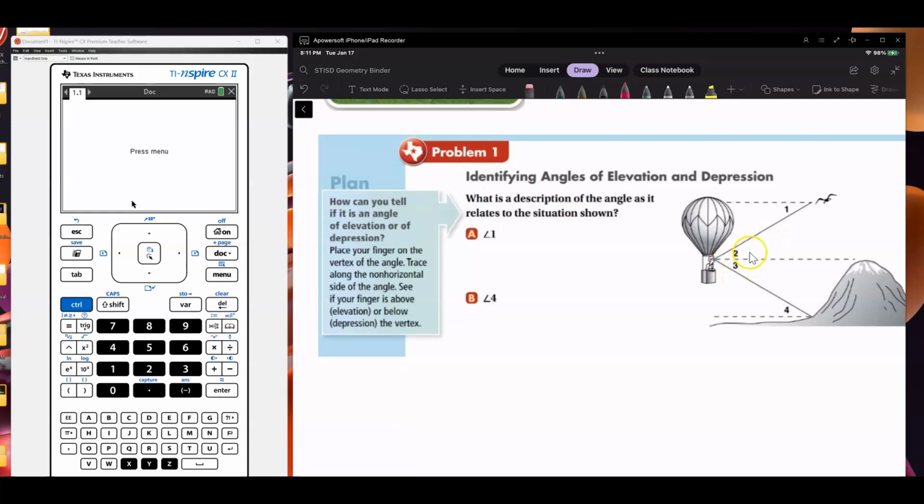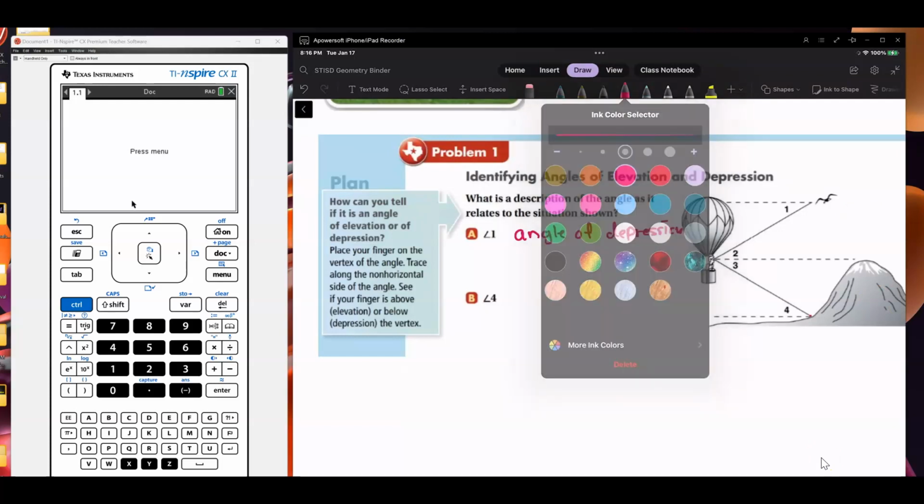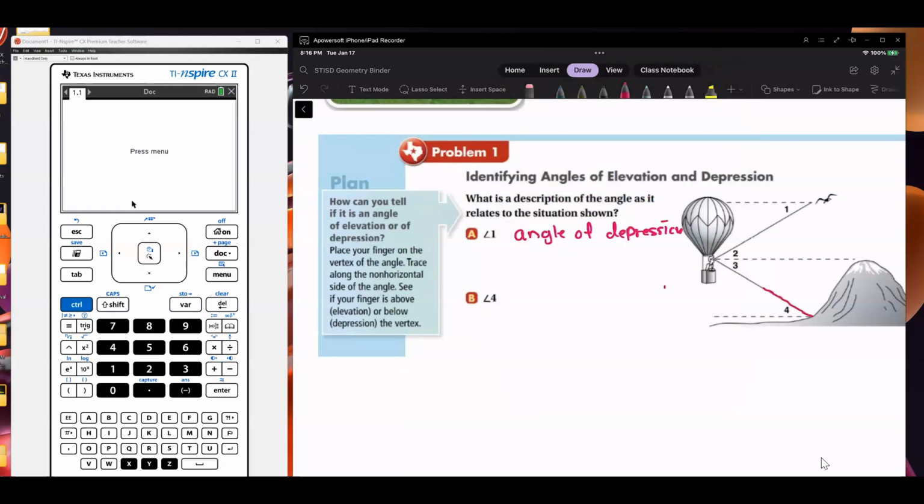If I look at number 1, I take the path of the non-horizontal line, and it goes down. So angle 1 is angle of depression. If we look at angle 4, you notice that this line right here is above 4, and it's also above the horizontal. So this is angle of elevation. In contrast to angle 1, this angle is below the horizontal, so there's a depression. So angle 1 is angle of depression, and angle 4 is angle of elevation.